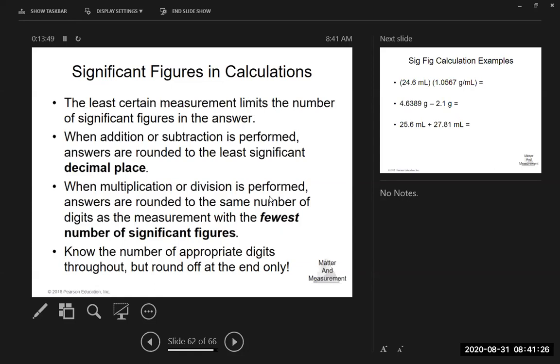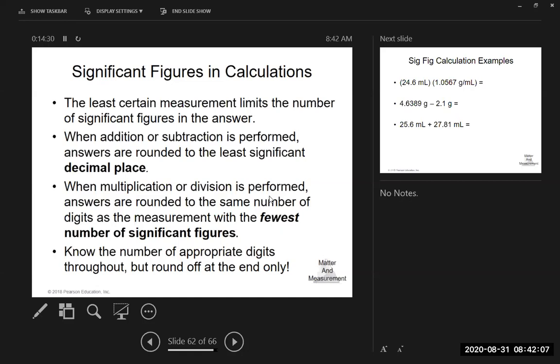And usually you don't have the same number of significant figures in all the data that you're using, so you have to make some decisions on how you do that. The least certain measurement limits the number of significant figures in the answer. So if you have, say, 4 or 5 pieces of data in your calculation with different numbers of significant figures, you pick out the one that has the smallest number of significant figures, and that's going to be the driver for your final answer.